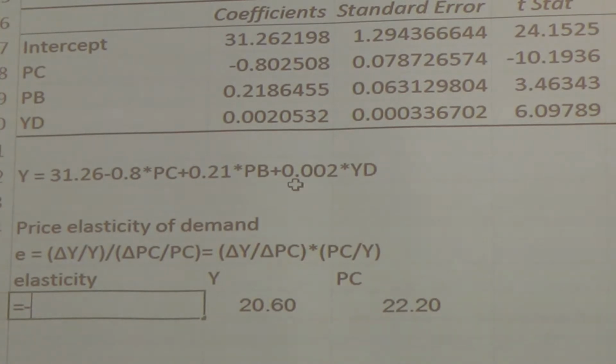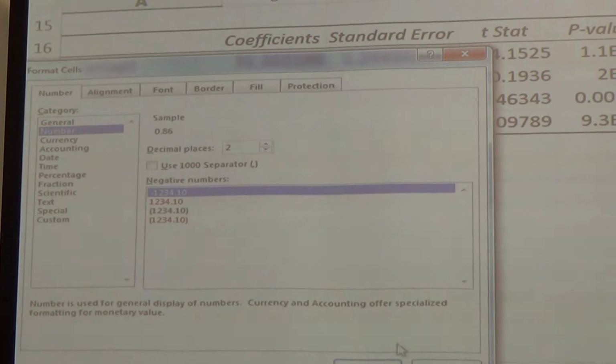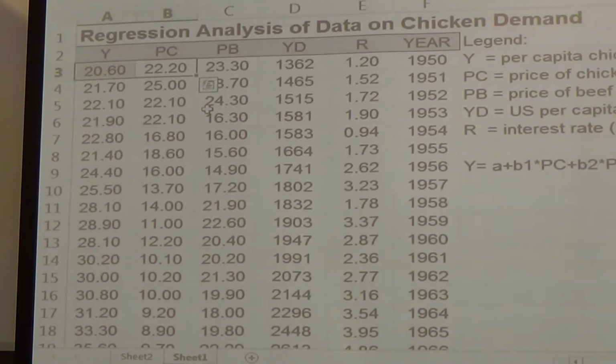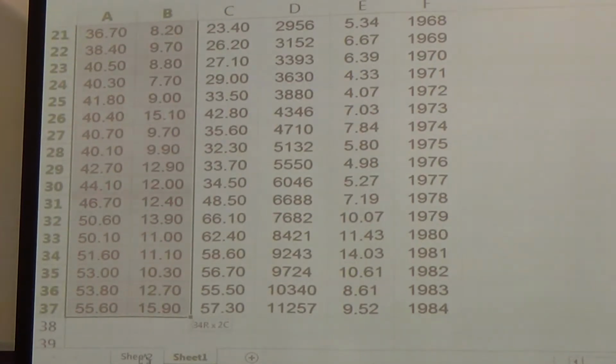You can ignore the negative sign because we know it's negative. 0.8 multiplied by PC over Y. So PC is C27 divided by B27. So that's the elasticity. How many digits? You just want it at 2-digit level. And clearly, you can calculate for all other combinations.